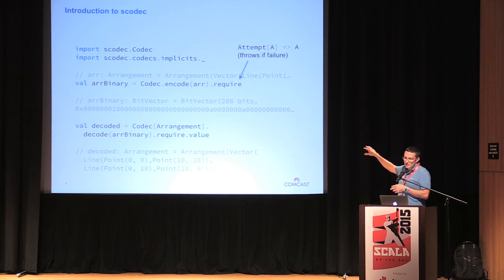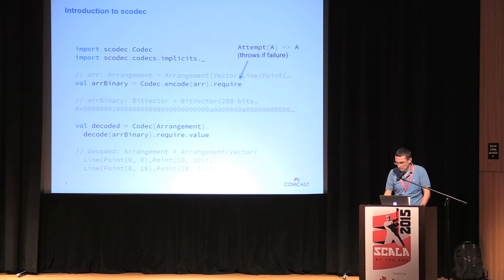Here we call this require method. The require method is sort of like calling get on an option. So it's really great for slides, and it's really great for working in the REPL. It's not so great for production code. It will throw with a very descriptive error message if something fails. But if it doesn't fail, it just unwraps the attempt and gives us back a single value. So of course, with zero code being written, only importing this one import, we can encode our arrangement type into this 288-bit bit vector. Similarly, we can decode this bit vector and get back our arrangement type, right?